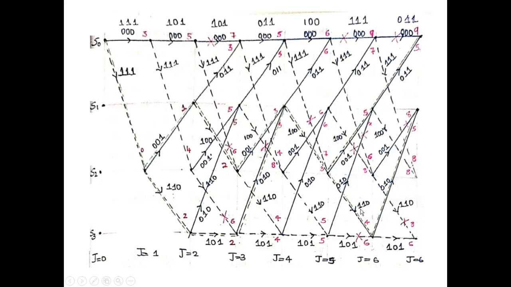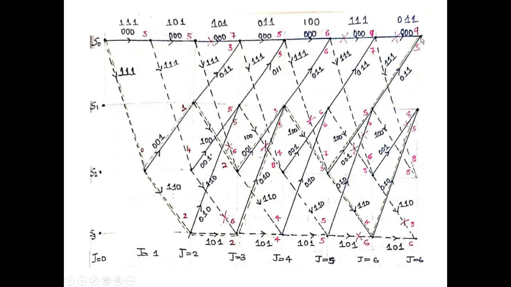So now we can consider only the path having the lowest metric value. Here the lowest metric value is 5, so we can consider that path. So we have 2 paths, one is this and one is this. Then we can find out the decoded messages in that, so the path with the lowest error should be the decoded path.